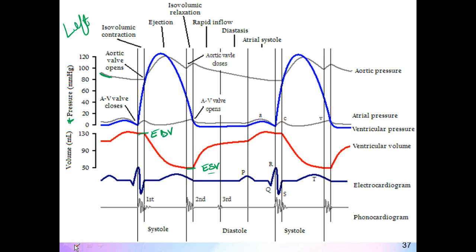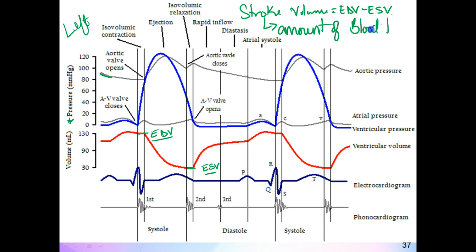This is referred to as stroke volume. So again, we can take a look at what we started with and what we have left over, and we now know the amount of blood that left the heart. And this is referred to as stroke volume, which is equal to end diastolic volume minus end systolic volume, and is the amount of blood that left the heart in one beat.